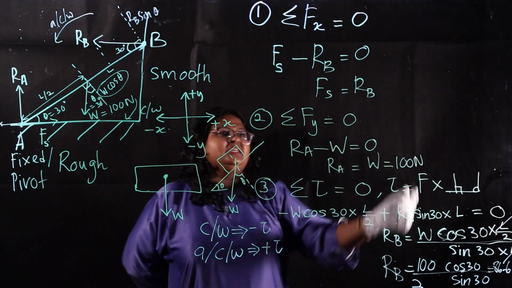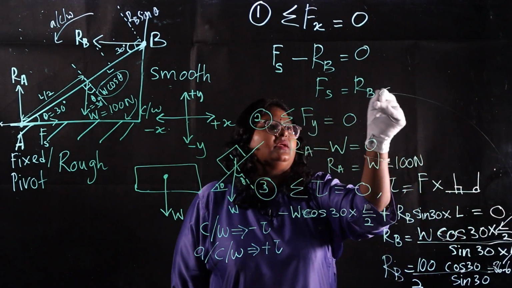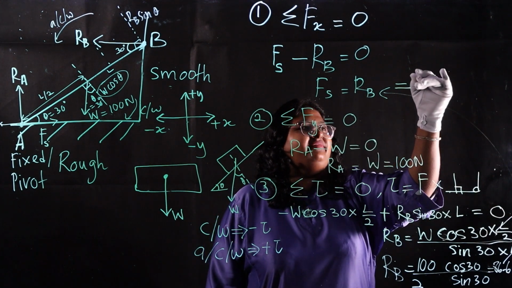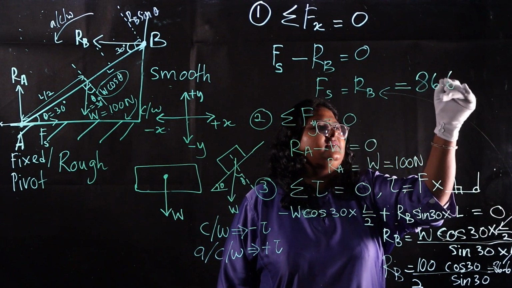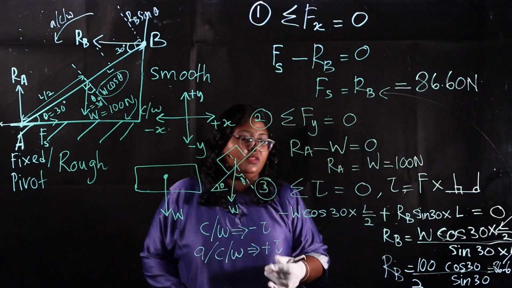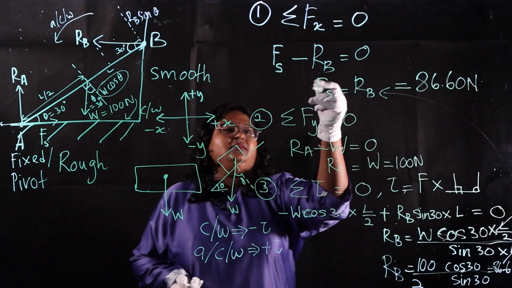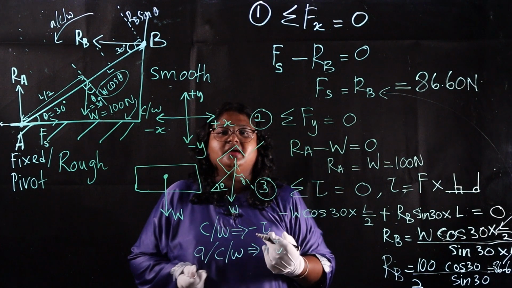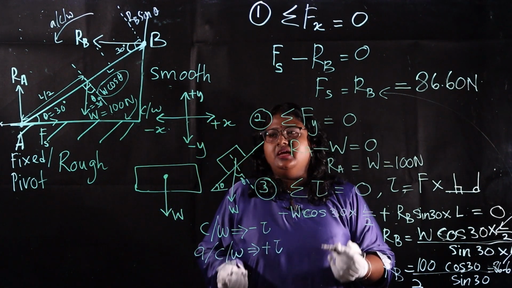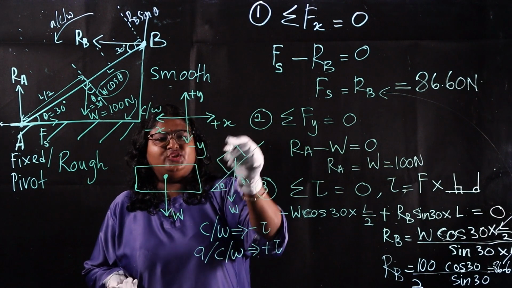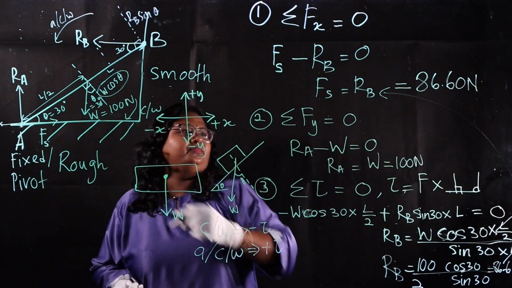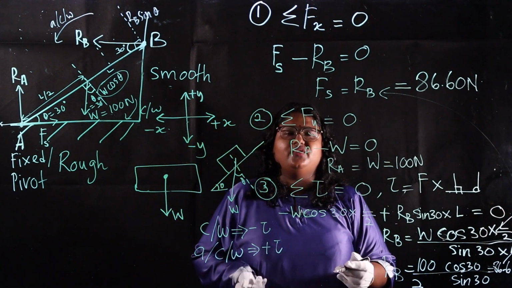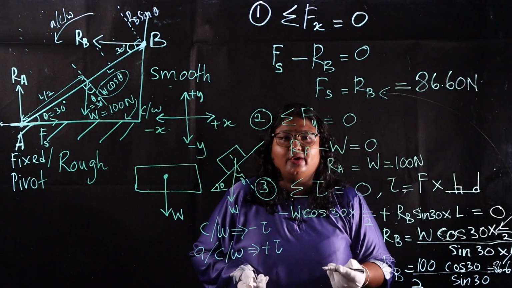We go back to the first condition where Fs equals Rb. So we have got the solution already, which is Fs also 86.60 Newton. That's all. We got solutions for Ra, W, Rb and Fs. So actually ladder problems are very easy if you really understand the concept of direction, the resolution, and also these three conditions. Physics will be very fun if you really like it and explore it.